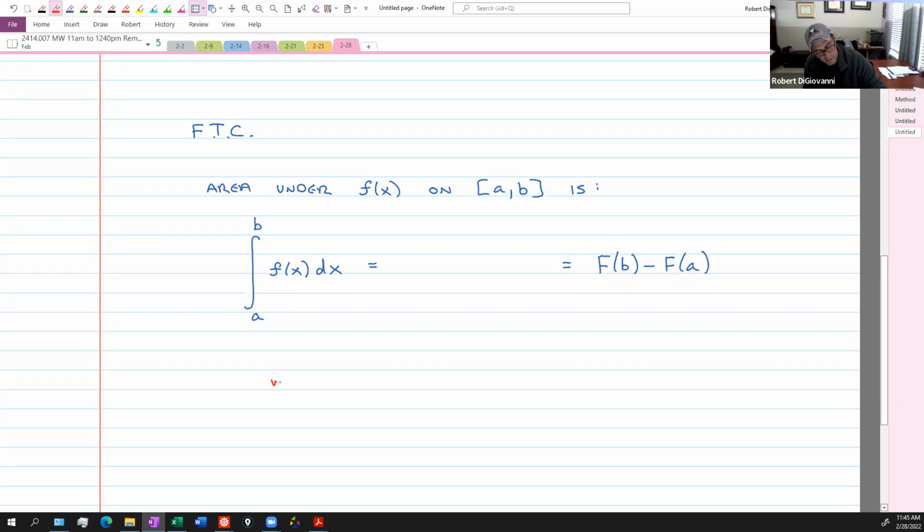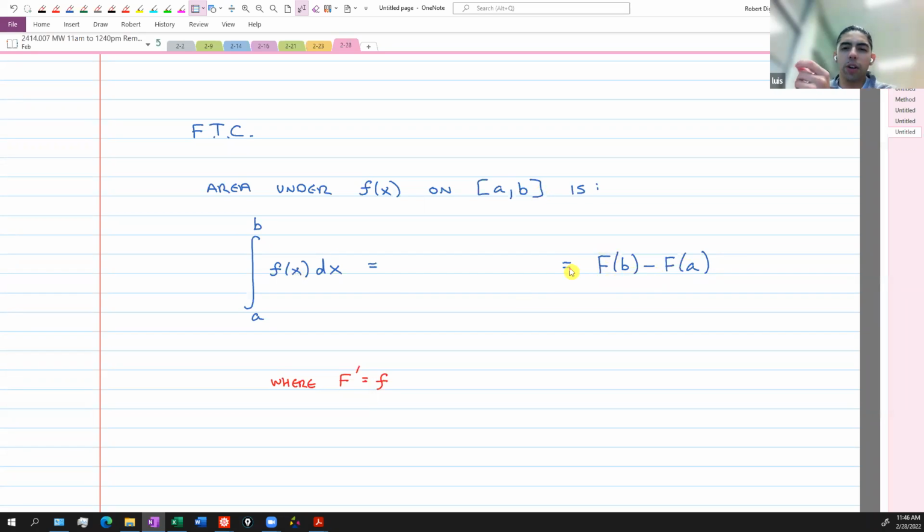We need to understand here where capital F prime equals little f. In other words, if you want to know the area under some function, little f of x, between a and b, all you have to be able to do is find capital F, which is the antiderivative of it. If you can find the antiderivative, then all you have to do is plug the right endpoint into the antiderivative and subtract from it the left endpoint plugged into the antiderivative and just give me the numerical answer. And whatever that answer is, that's the area.